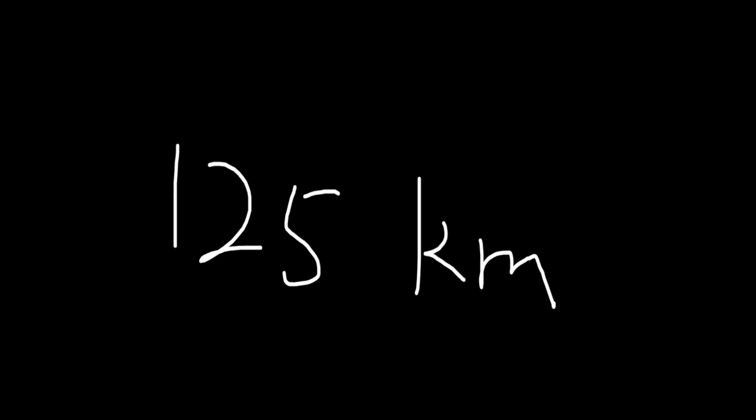So 125 kilometers is roughly 125,000 meters. So this is in meters. That's really big, but we need to find a shorter way to write it, because having all these zeros everywhere is too much. So what we're going to do is say, okay, here is where the decimal is.